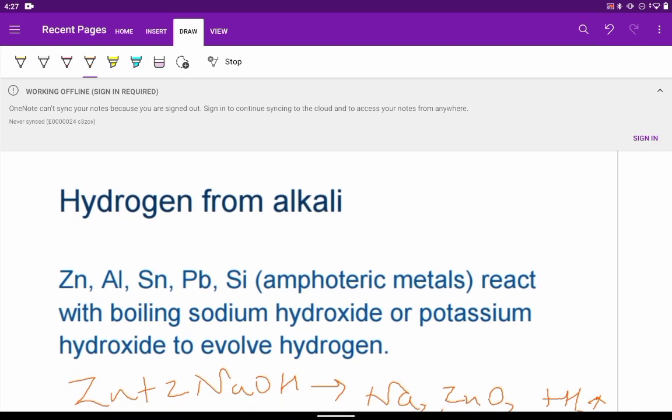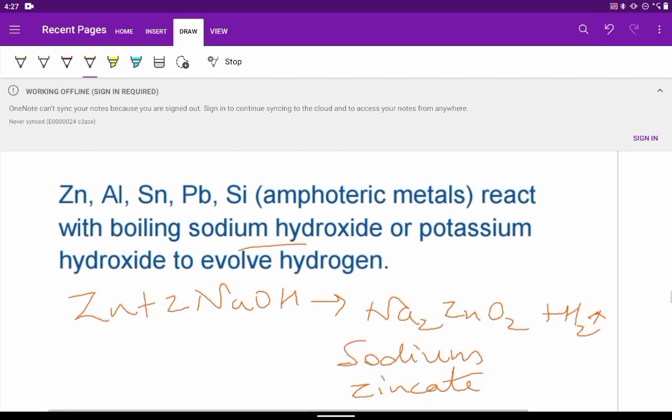Hydrogen can also be obtained from alkali, that is the soluble bases. There are some amphoteric metals like zinc, aluminum, tin, lead. Amphoteric means they react with acids as well as with base. So these metals can react with boiling sodium hydroxide or potassium hydroxide, and in the process they also liberate hydrogen gas. For example, zinc when treated with sodium hydroxide gives sodium zincate, Na2ZnO2, and hydrogen gas will be liberated.